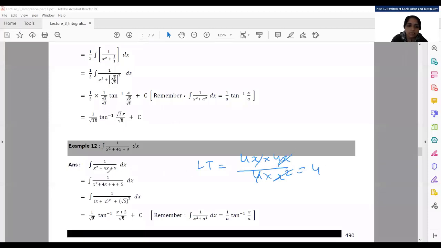So I split this 9 as 4 plus 5. Now this is the perfect square, whole square. So here the square root of first term, sign of the middle term, and the square root of the last term, that is x plus 2 whole square plus root 5 square. Now we compare this term as 1 upon x square plus a square. So my x is x plus 2 and my a is under root 5. So when I apply this formula, 1 by a, that is 1 upon root 5, and tan inverse x plus 2 upon root 5 plus c.